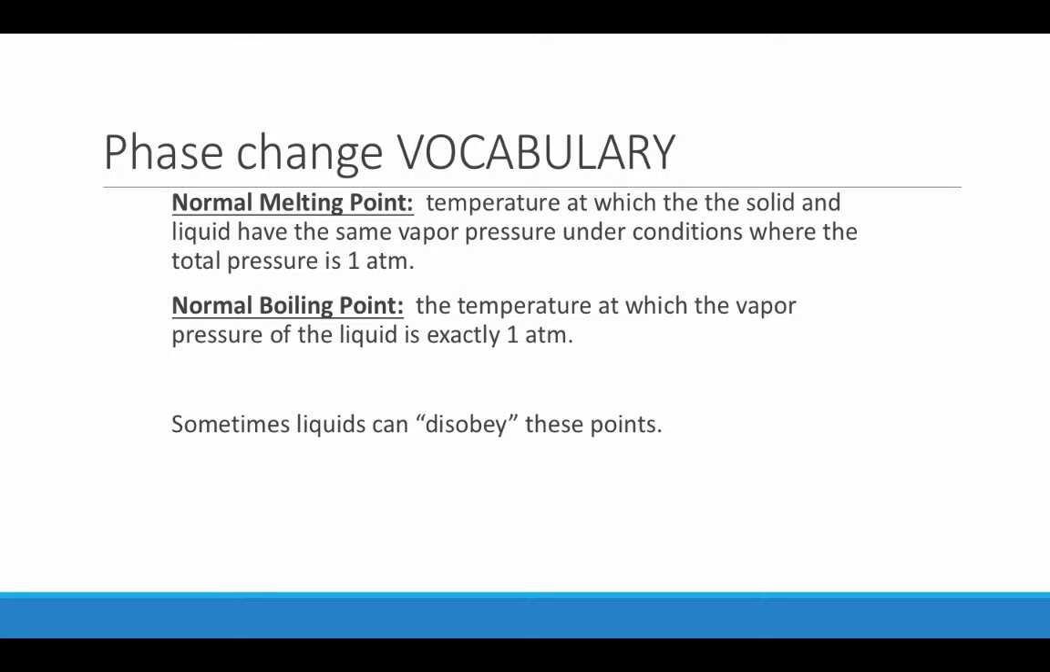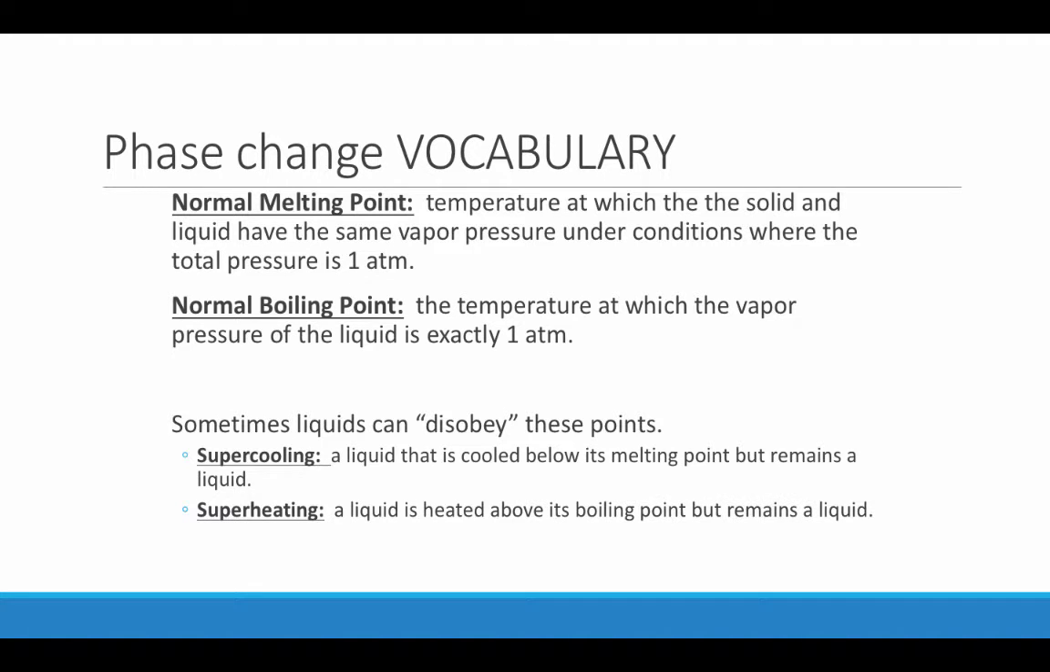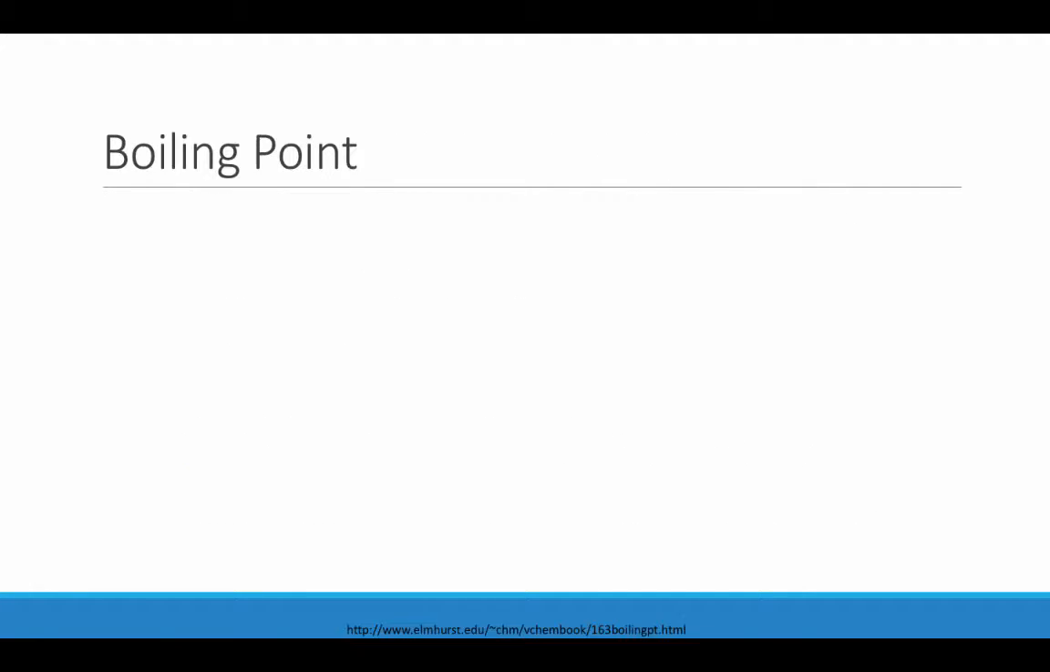Of course, sometimes liquids can disobey these points. Supercooling refers to the condition where a liquid is cooled below its melting point but remains a liquid. Superheating refers to a liquid that is heated above its boiling point but remains a liquid. Both of these situations are very unstable and won't last long. They're also difficult to achieve.